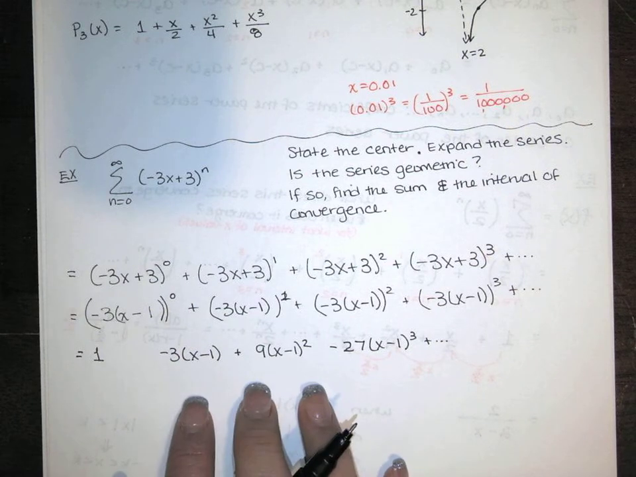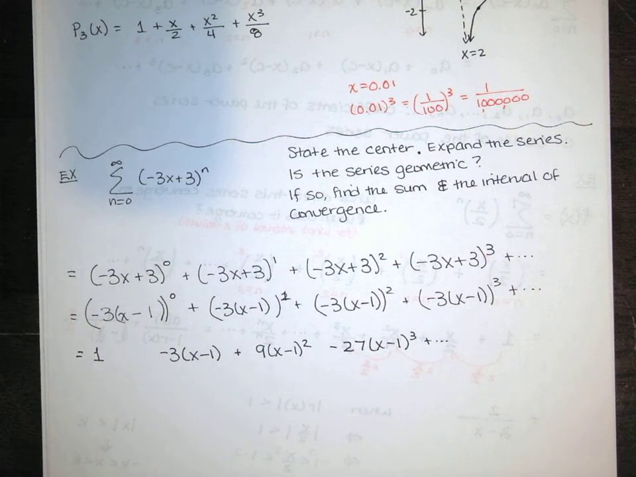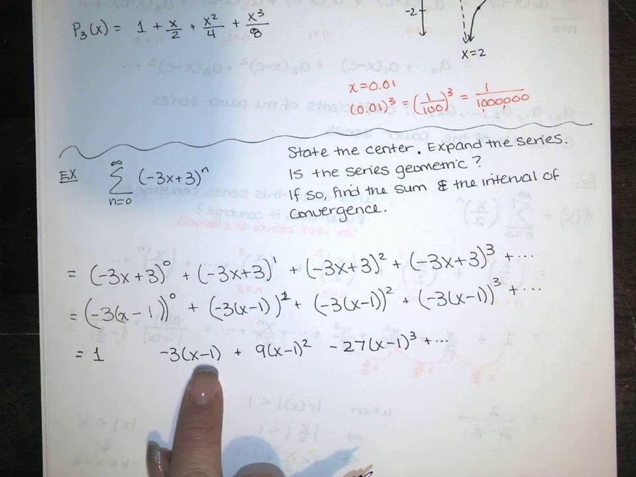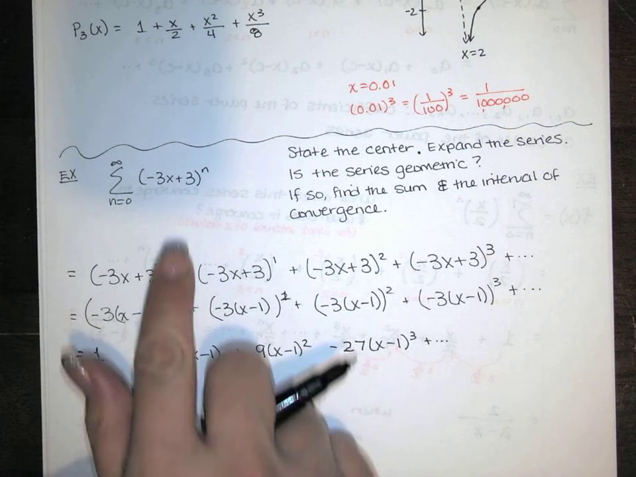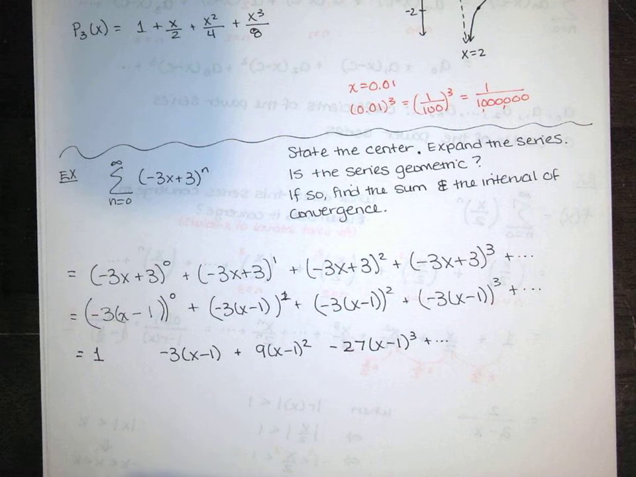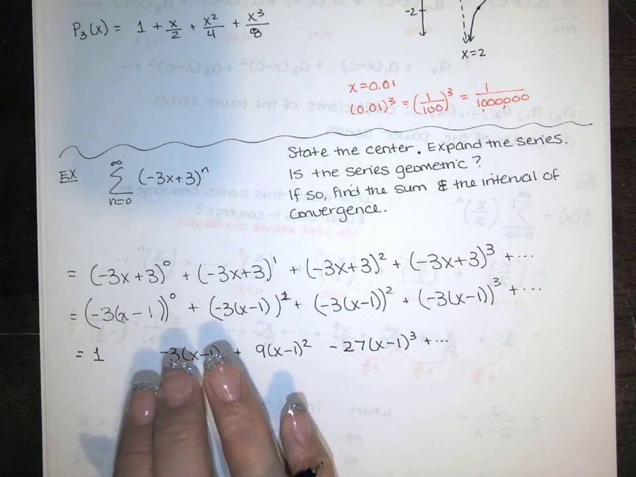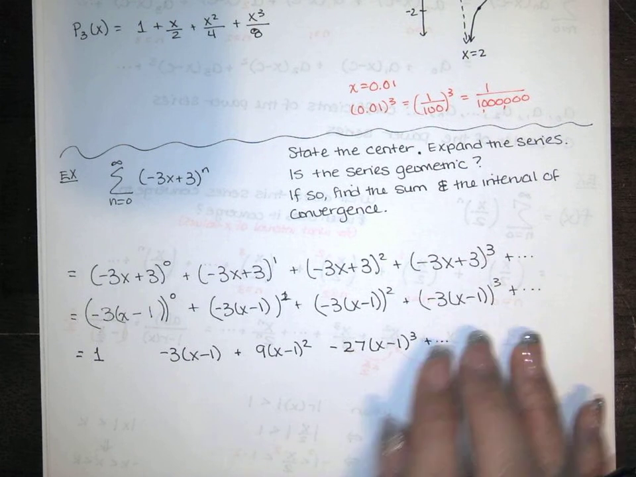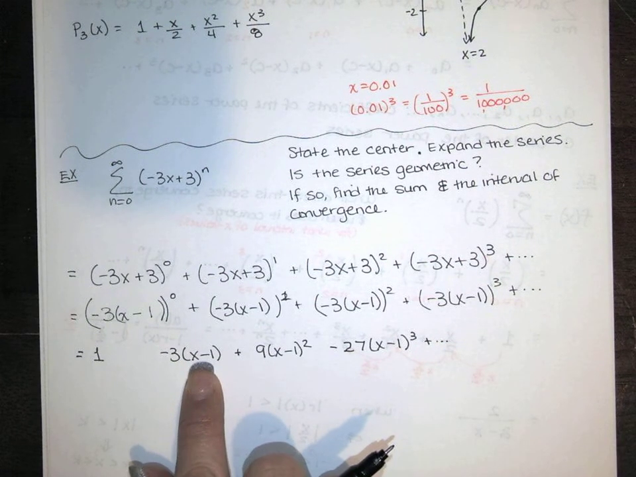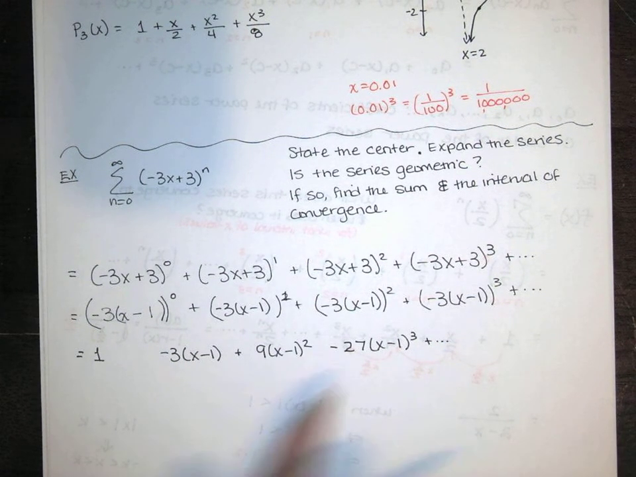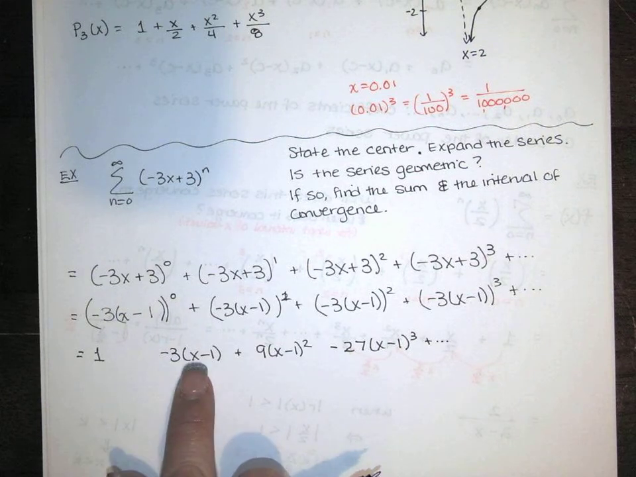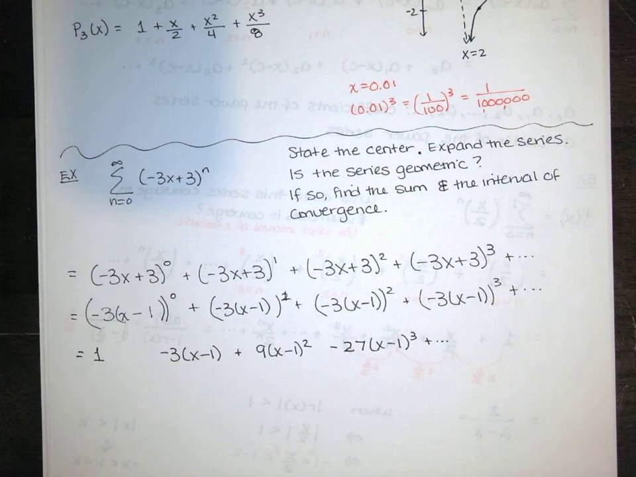Now it's a lot more obvious what the center of the series is. The center of the series is usually what you're adding or subtracting from the x inside the parentheses. But really what makes it the center is it's the value of x that you would substitute so that all the other terms disappear. If I replace x with 1, this is gone, and this is gone, and this is gone. So this is equal to 0 when x equals 1, so x equals 1 is the center of our series.